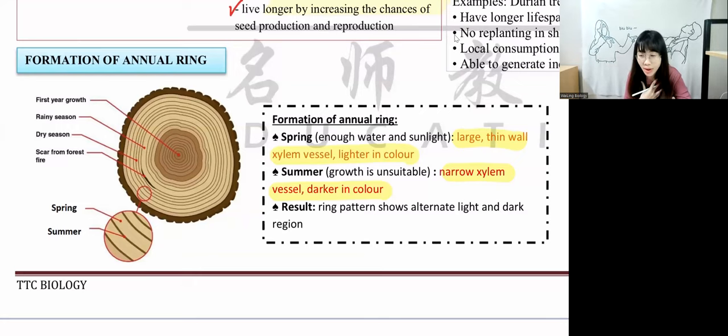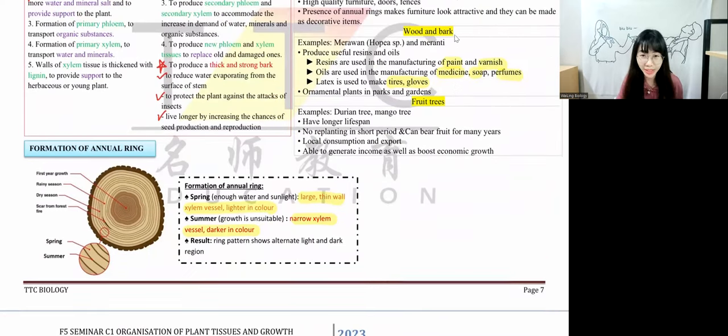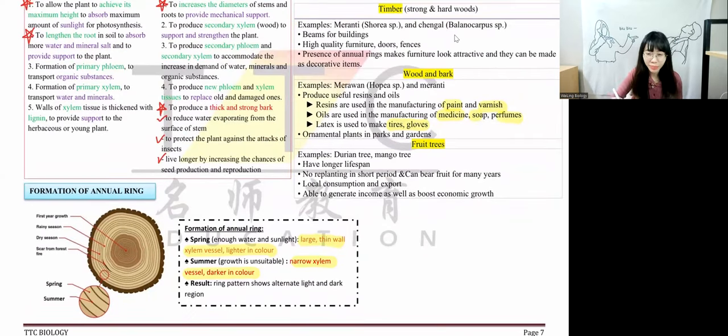We don't write dry season and raining season. We always base on spring and summer. Because we have alternate lighter and dark color, we will have an annual ring. Talking about wood, during my high school time, I learned how to differentiate a solid wood and plywood.